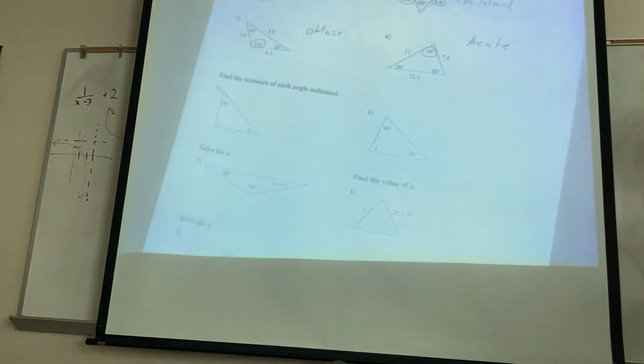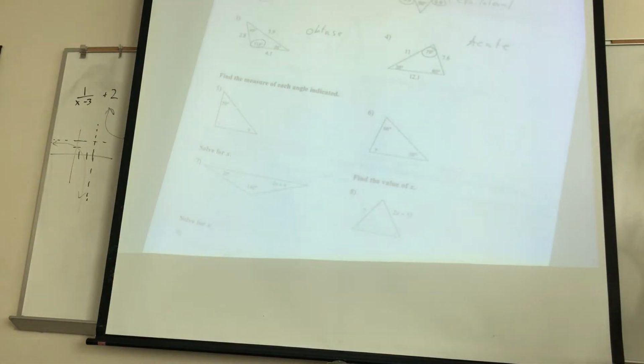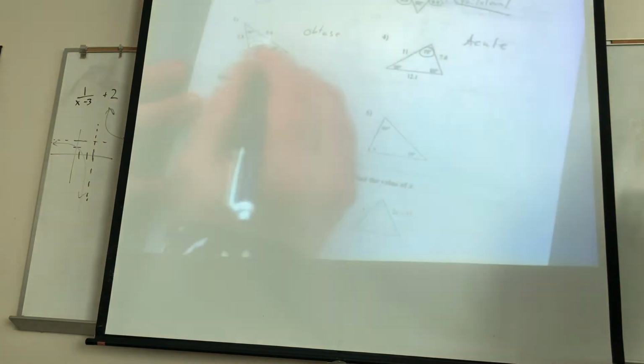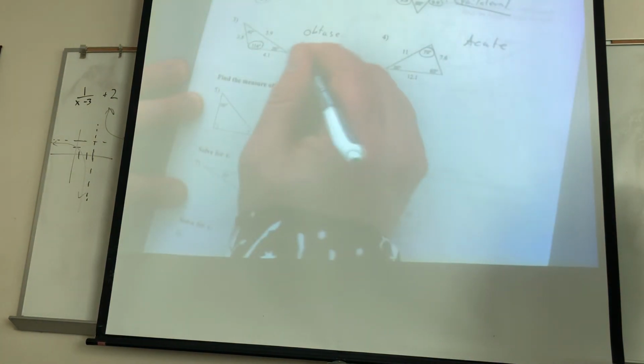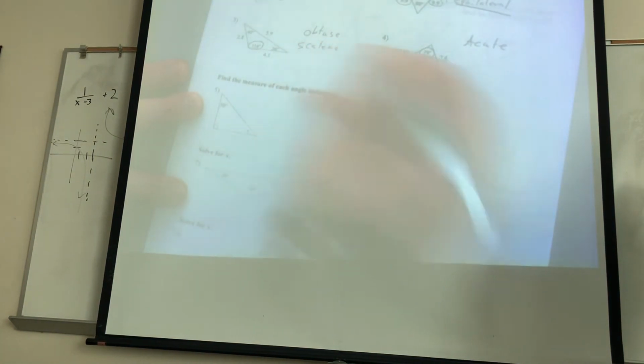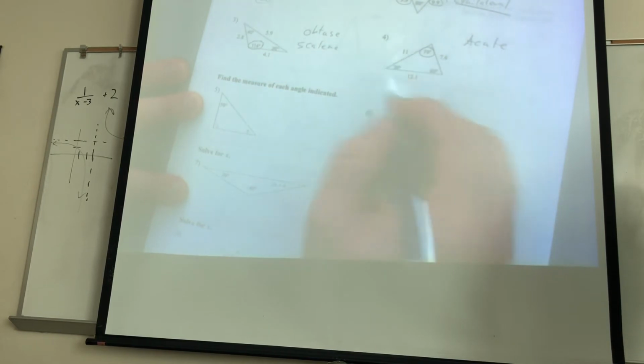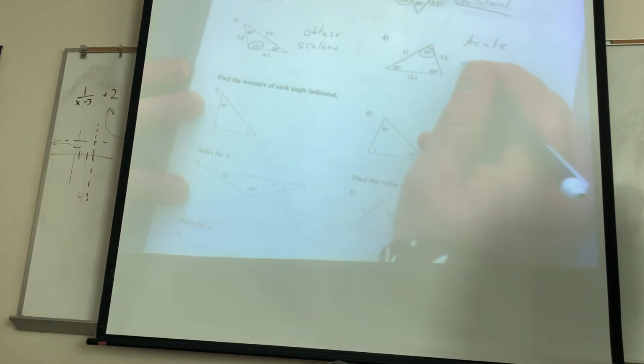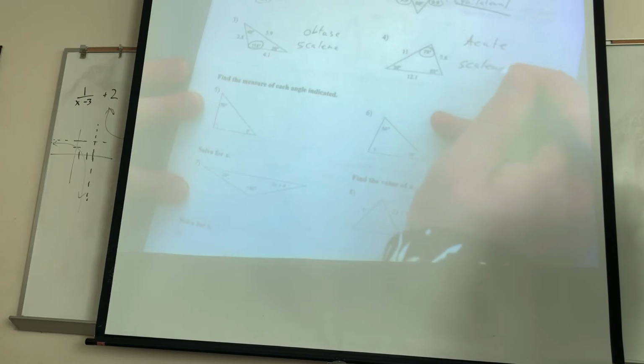Now, I have to tell you, as far as classification goes, all equilateral triangles are equiangular. All equiangular triangles are equilateral, but probably they will only call them equilateral. They won't mess with anything else. On this obtuse one, none of the rest of the sides are the same, so it's scalene. And on the acute one, none of the rest of the sides are the same, so it is also scalene.